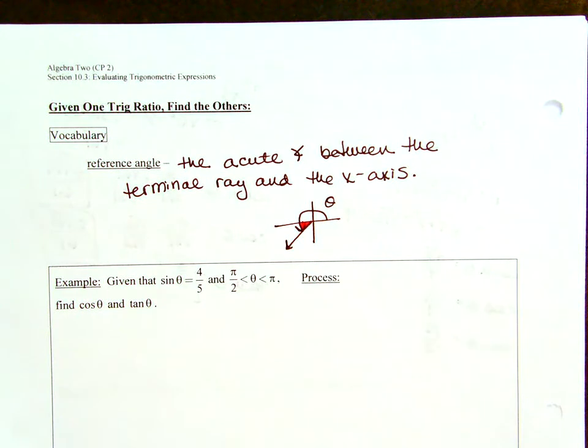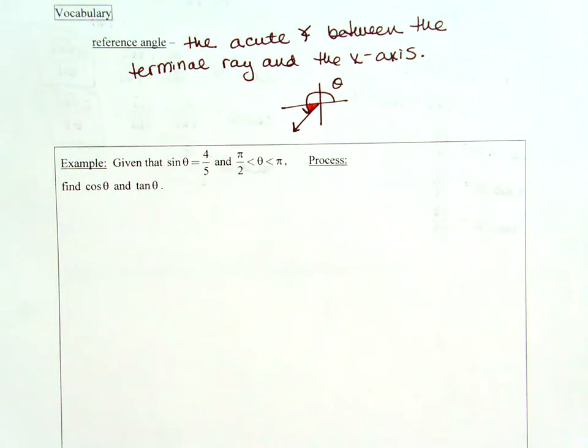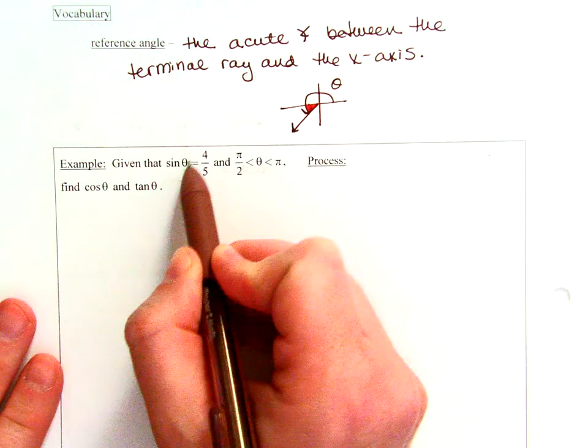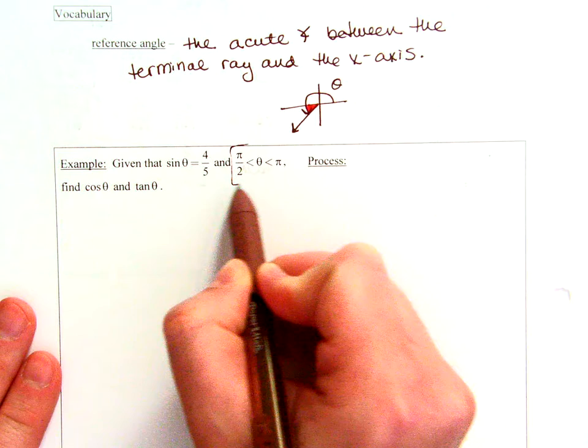Let's see what we're going to do with this. Given that the sine of an angle is 4/5, and theta is between pi over 2 and pi, I want to find the cosine of theta and the tangent of theta. Okay, I realize this looks a little bit like what we did on the first day, but it's a little bit different because of this inequality over here. To start a problem like this, I'm going to draw a ray in the appropriate quadrant for theta.